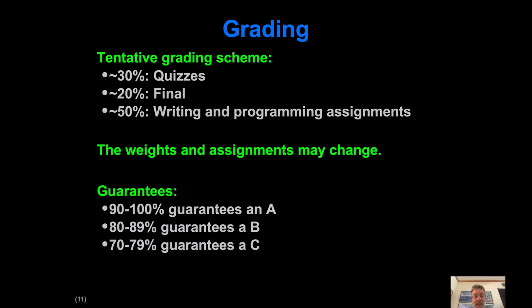Grading. The percentages are kind of a rough guesstimate, but the key thing to note is that as long as you get 90% of the points available in the class, you're guaranteed an A. So I don't grade on a curve. I'm not going to ever adjust the cutoff percentages upward to reduce the number of A's. As far as I'm concerned, if everybody gets over 90% of the points, everybody gets an A, and that would be an epic win for me as an instructor.